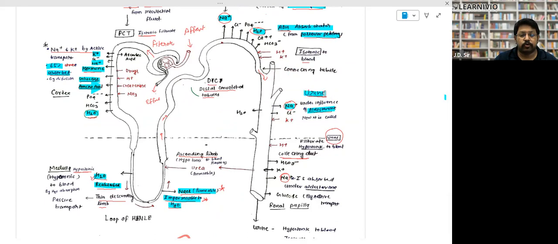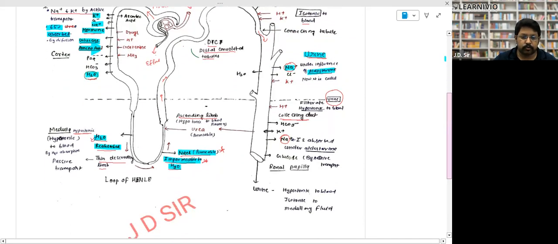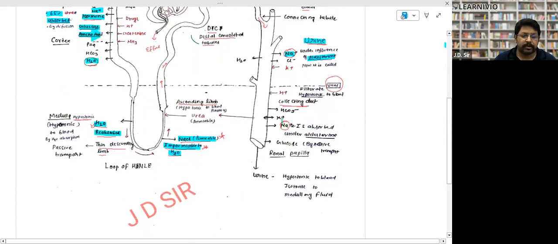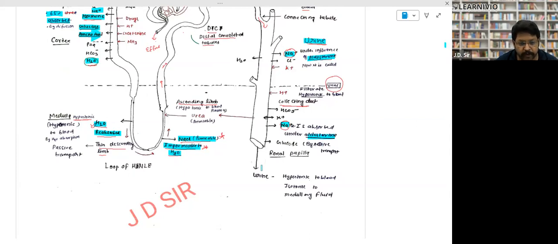Now we can use the term urine over here. The filtrate reaches the collecting tubule, and sodium is again absorbed under the influence of aldosterone, right? And that's how the formation of urine takes place. Urine is hypertonic to the blood. That also you need to remember. It means urine has more concentration than the blood, and it is isotonic to the medullary fluid, right?